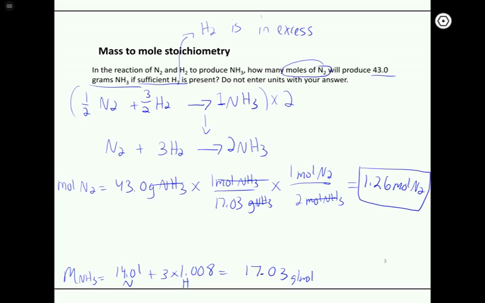Okay, so that's how we do that problem. It's just sort of the opposite of what we did before, a mass to mole calculation.